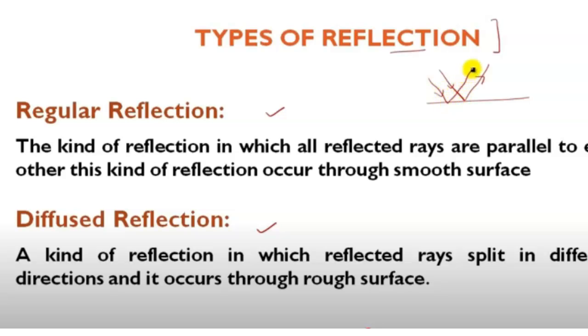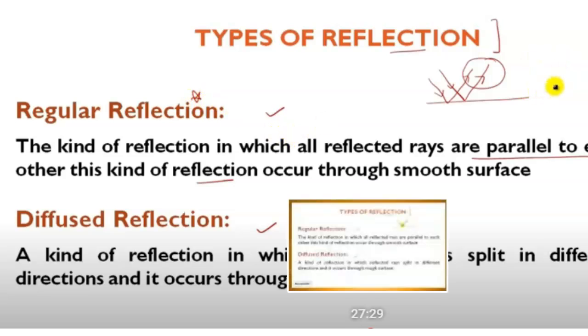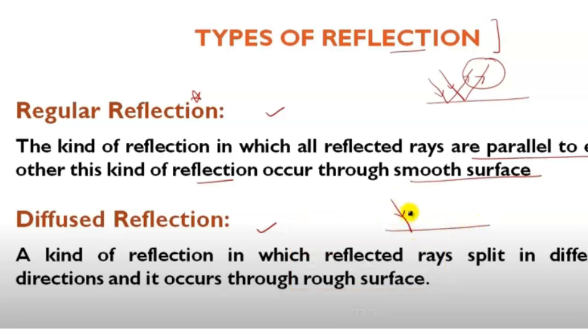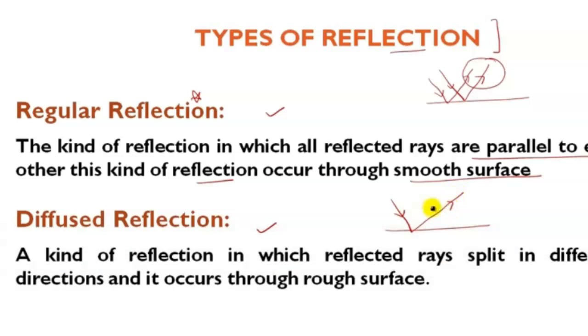Now you can study regular reflection and diffused reflection. In regular reflection, rays will be regularly, parallelly reflected, right? In regular reflection, you can see the rays are parallel, and it occurs from a smooth surface. But in diffused reflection, the rays do not occur from a smooth surface.